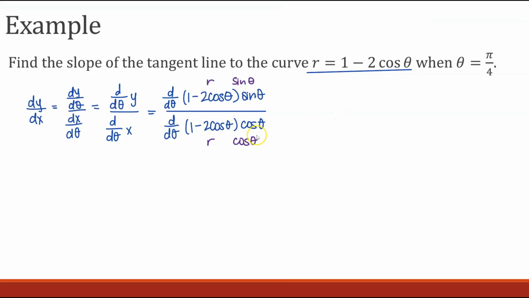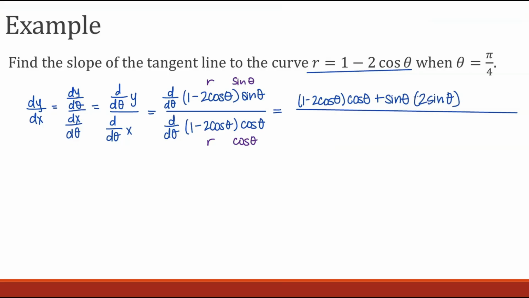So it's going to result in a product rule, right? I have to do two product rules. I'm going to put a big fraction bar over here. So we have the first function, 1 minus 2 cosine theta times the derivative of the second, cosine theta, plus the second function, sine theta, times the derivative of the first. The derivative of 1 is 0, of negative 2 cosine theta is going to be positive 2 sine theta.